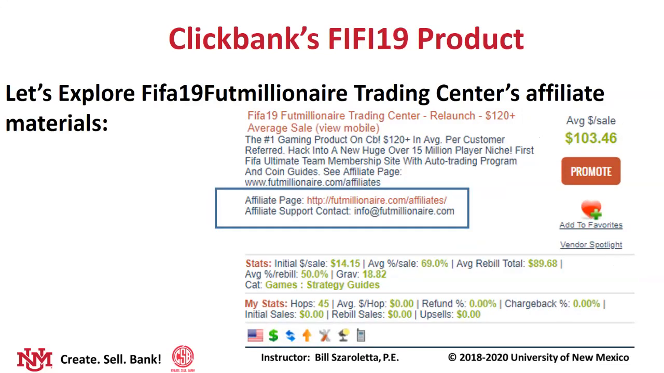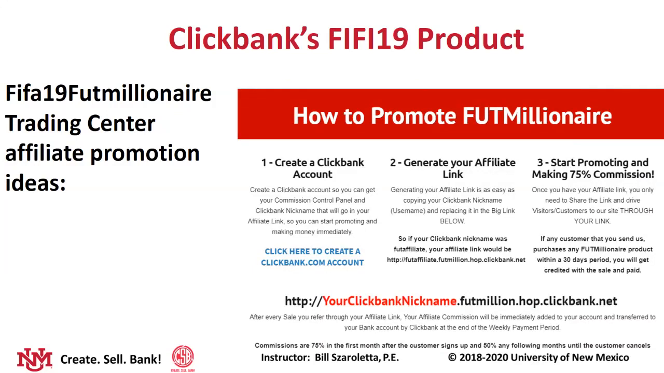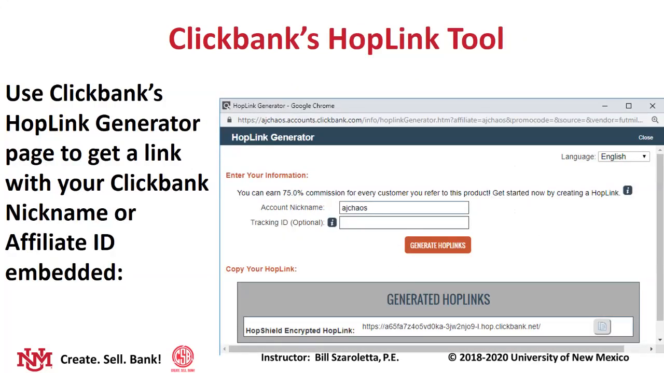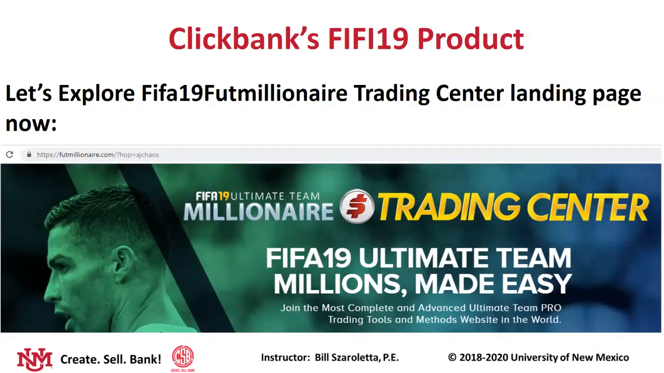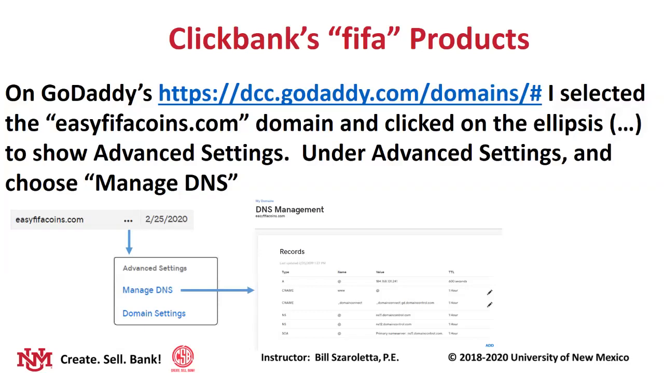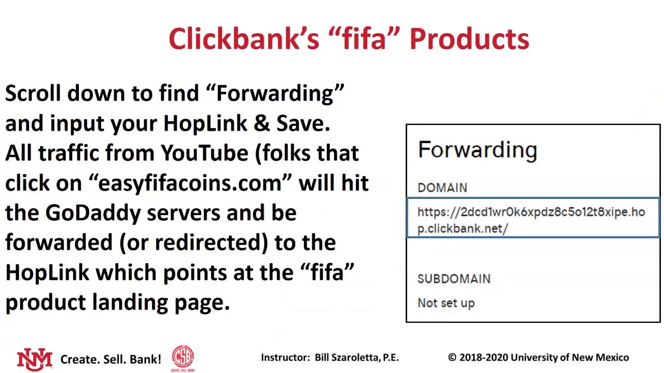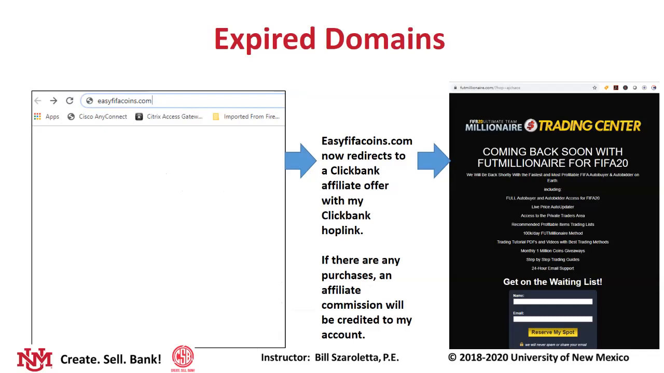So they have an affiliate page with all sorts of information about how to promote it. There's the link with my hop link, and there's the landing page. There's a video. I'm not going to show that. On GoDaddy, I went to the DNS settings, managed the DNS, and pointed it to that affiliate link, and just set up the forwarding, because remember, that's the same link as my ClickBank. And so people type in easyfifacoins.com, and it redirects right over to that particular offer.